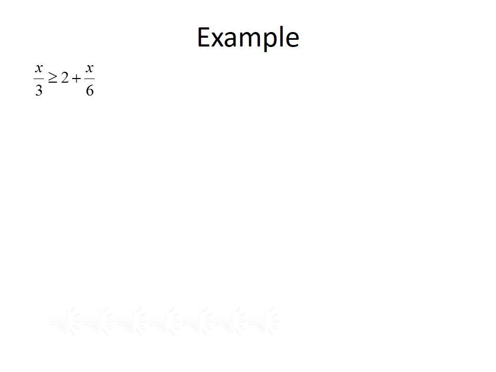For our next example, x divided by 3 is greater than or equal to 2 plus x over 6. The first thing we'll want to do is find the least common multiple of the denominators so we can multiply and remove our fractions. So the least common multiple of 3 and 6 is 6. Let's multiply the entire inequality by 6.